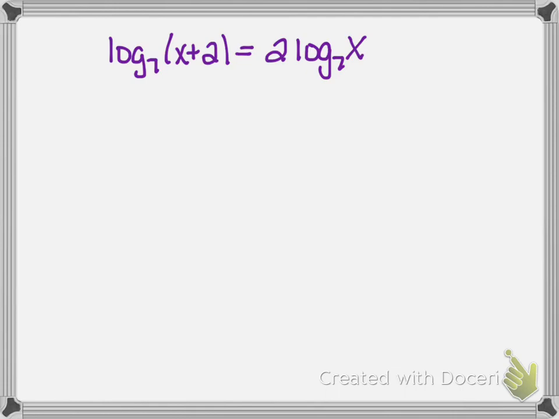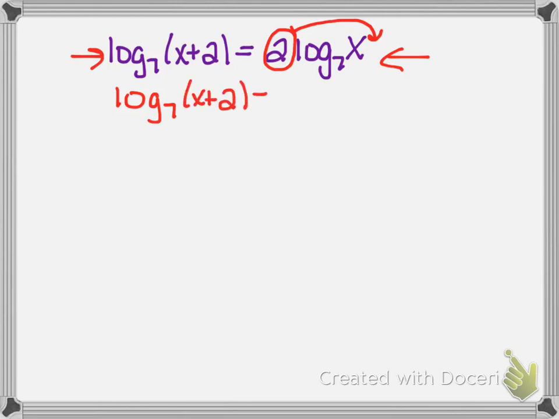And so the first log property that we're going to use in this instance is, in order to cancel the logs and their bases, we need to have just a single log on this side, and we need to have just a single log on this side. And on the right side, we have this 2 out in front of it. That's ruining that. So our first property is we're going to take that 2 back up to the exponent where it would have come from. And so we will now have log base 7 of x plus 2 on the left side, and log base 7 of x squared on the right side.